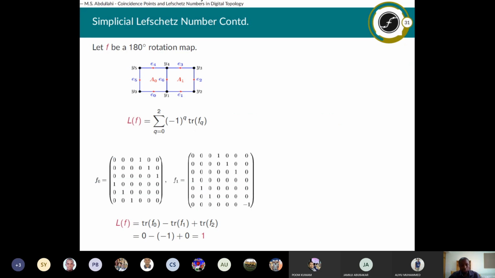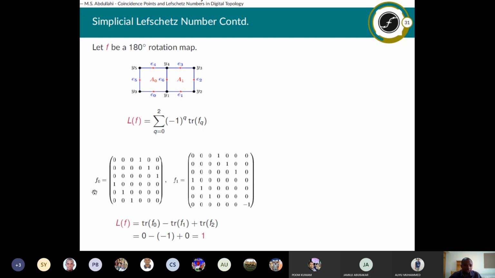Now we move to some additional examples. In this example, we are going to consider our function to be the 180 degree rotation of our image X, which is two-dimensional. So by definition, the highest dimensional simplex we might have here is 2. Therefore, we have this summation from 0 to 2. And how can we calculate this chain complex? They are just matrices.